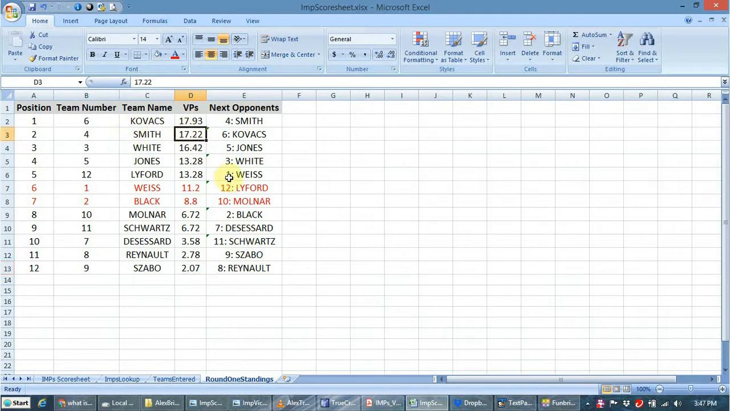Smith scored 17.22 and Renault scored 2.78. Note that these add up to 20. The positions have been ranked here with the team with the highest number of victory points down to the team with the lowest number of victory points.